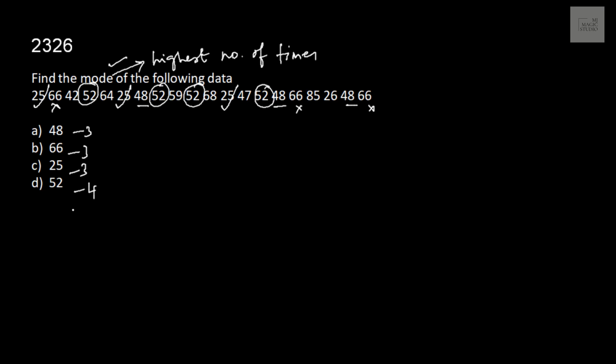Obviously none of these or data not available is not given. So out of the 4, obviously we'll go with 52. 52 is the mode of the distribution. Answer D fits in. Again, mode is the number which occurs the highest number of times in the given distribution. 52 is occurring 4 times, and that is the mode of the distribution.